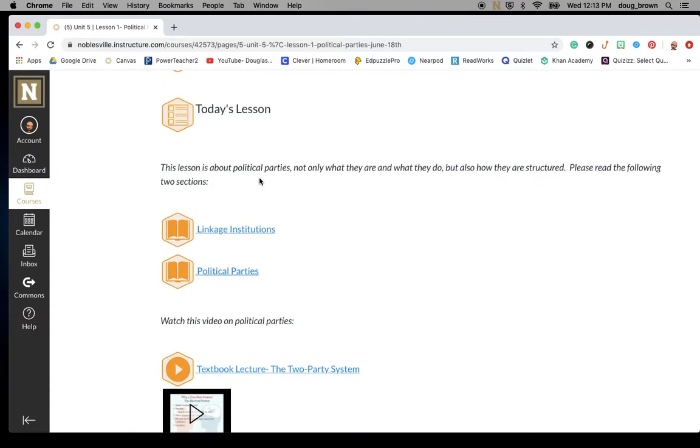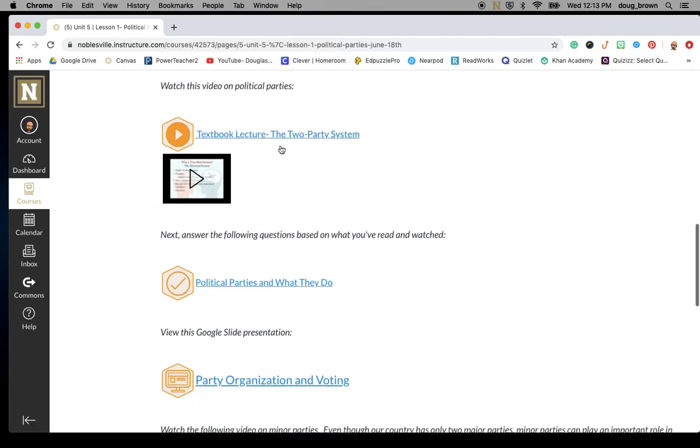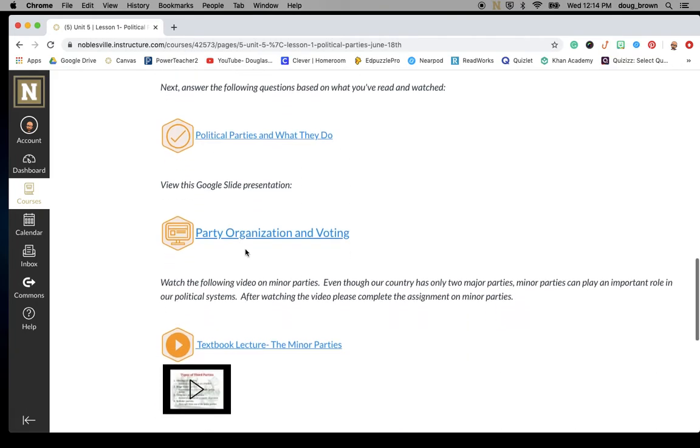So we're looking at political parties first. So we've got 2 readings here, and then we've got a video about the 2-party system in our country, okay? Answer the following questions about political parties and what they do right here. Take a few moments to go through this 5-slide Google presentation on party organization.